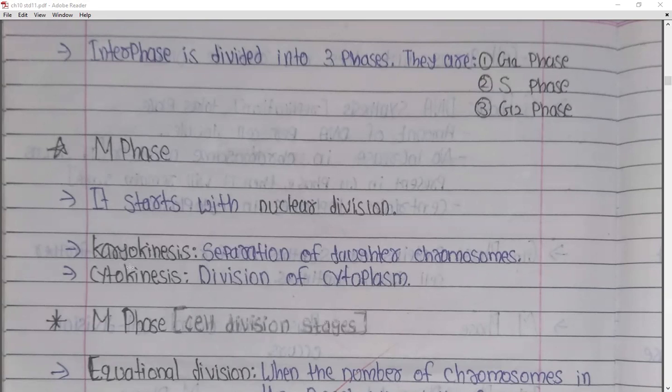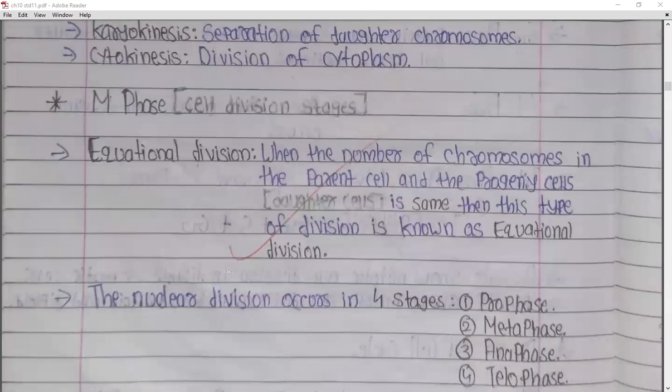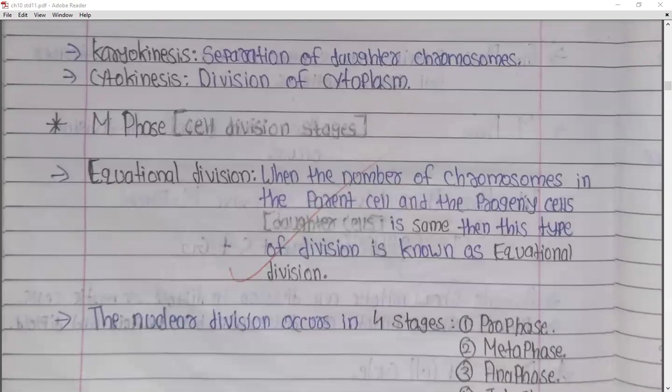So in the M phase, we start with the nuclear division, right? The division of the nucleus is known as the nuclear division. In the nuclear division, you are going to see two things, karyokinesis and cytokinesis. Next, we are going to see about the M phase, which is the exact cell division stages, right? In this, you are going to study the equational division.